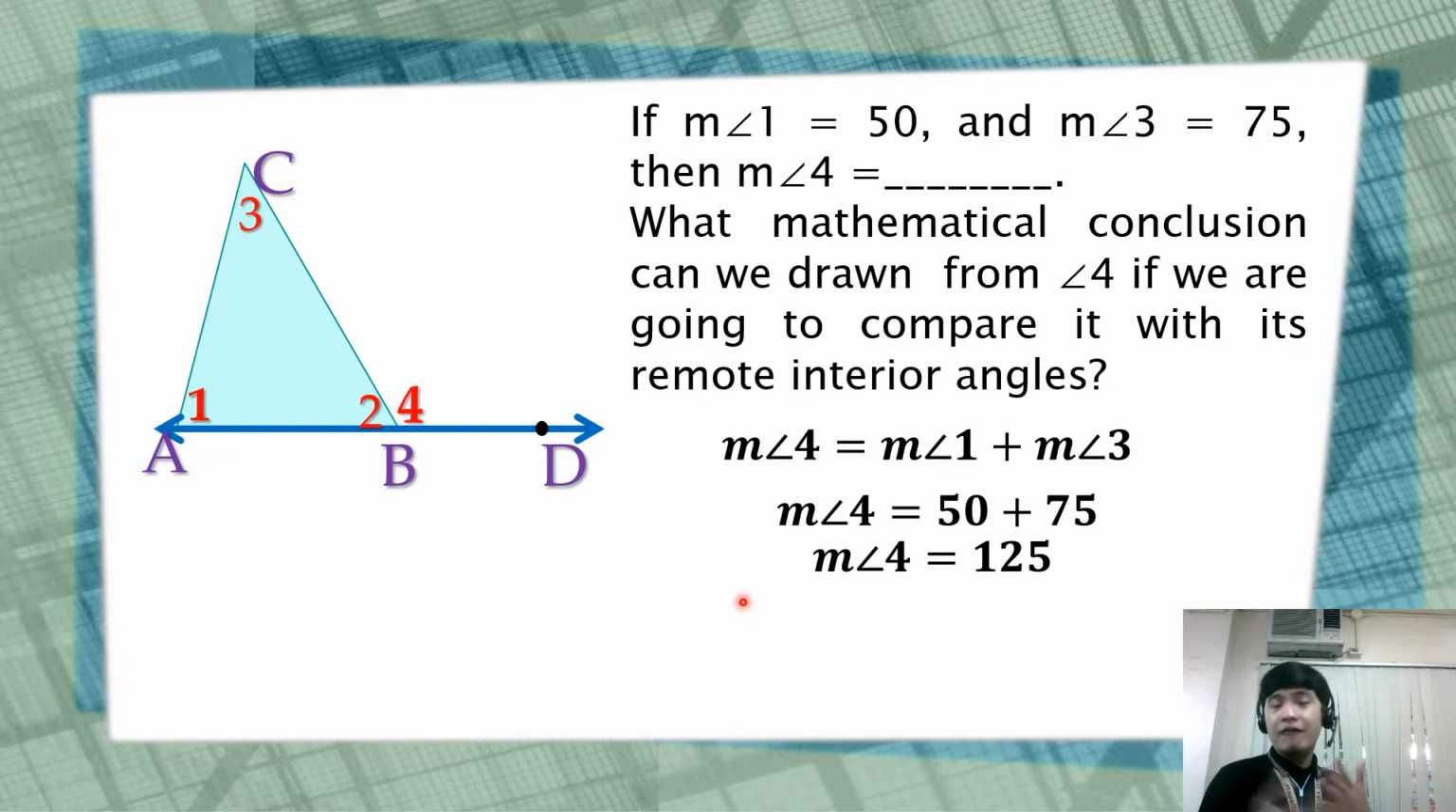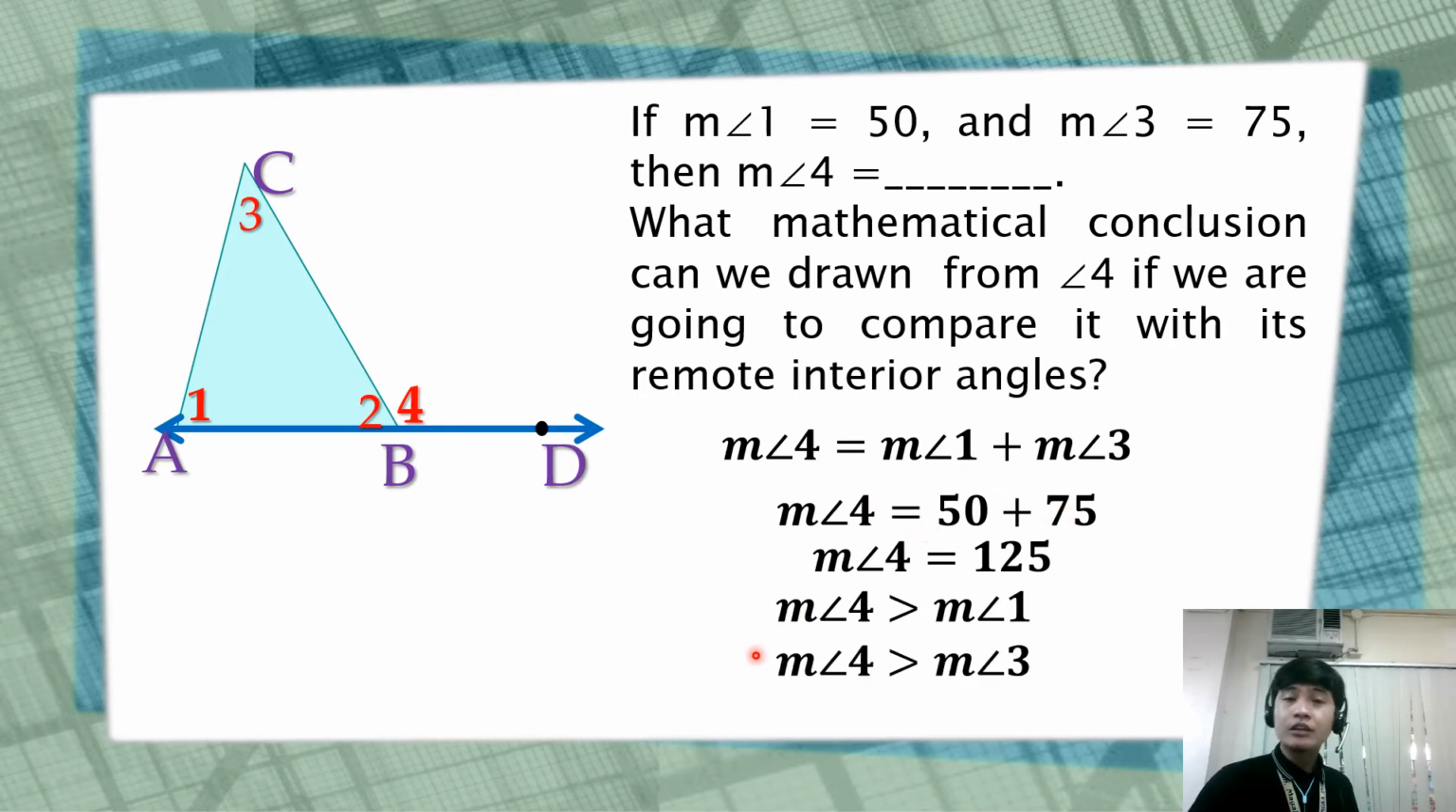Now, the follow-up question in this problem is, what mathematical conclusion can be drawn from angle 4 if we are going to compare this exterior angle with its remote interior angles? So, using the concept of exterior angle inequality theorem, we can say that the measurement of angle 4 is greater than the measurement of angle 1. And if you are going to compare the values, 125 is really greater than 50. And the measurement of angle 4, this one, is greater than the measurement of angle 3. And that's very obvious. Based on the measurement, 125 is really greater than 75. So that is the example about exterior angle inequality theorem.